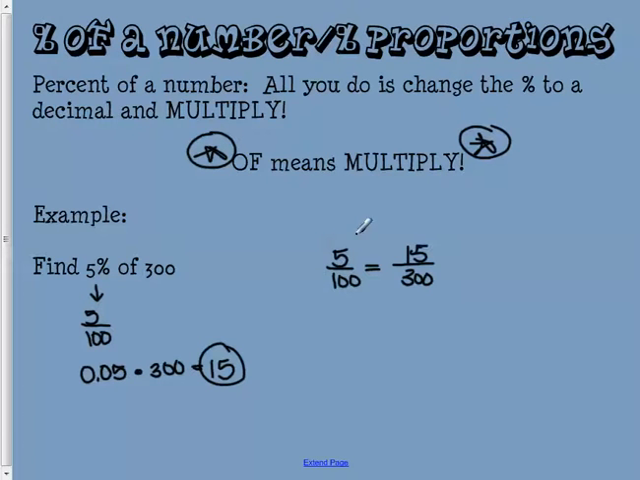See it as a proportion. 5%, because percent means out of 100, right? 100% would be the max. We have 5%. That would be the same as 15 out of 300.